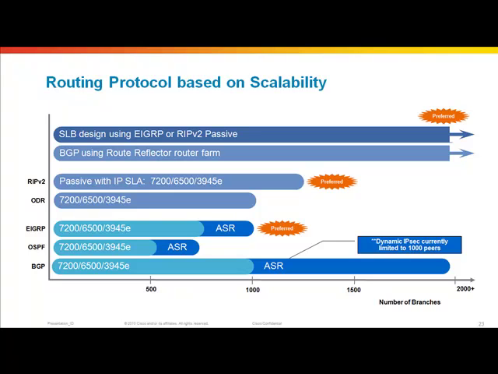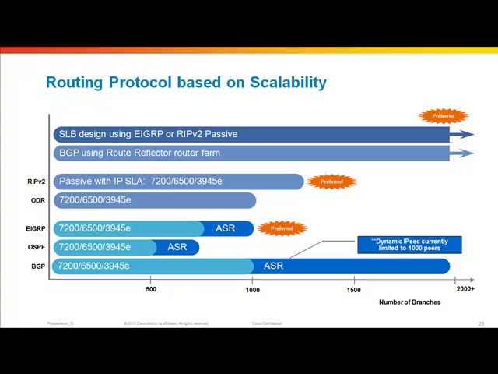There's also a BGP using route reflector router farm design. We don't really use that too much anymore. We go with the SLB design on that. We can run RIP version 2 passive. You'd go, oh, what would you want to run RIP for? That's a pretty old protocol. It turns out it has one interesting property.